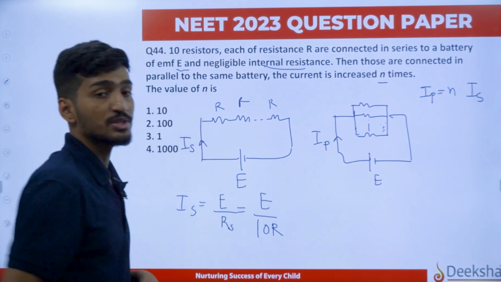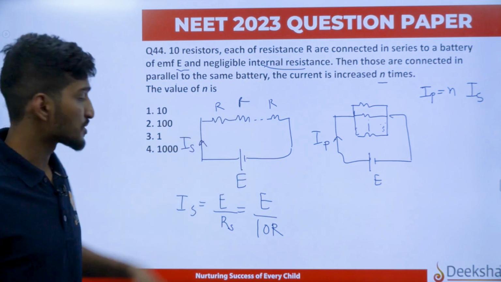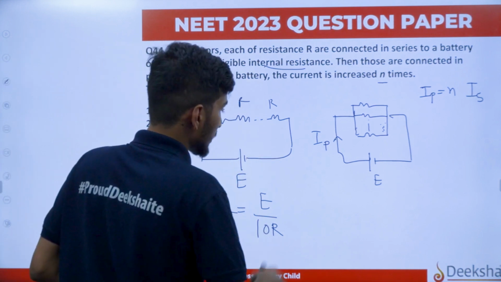Absolutely, it should be 10 times the value, right? R plus R plus R, 10 times. Okay, so the current is E by 10R.